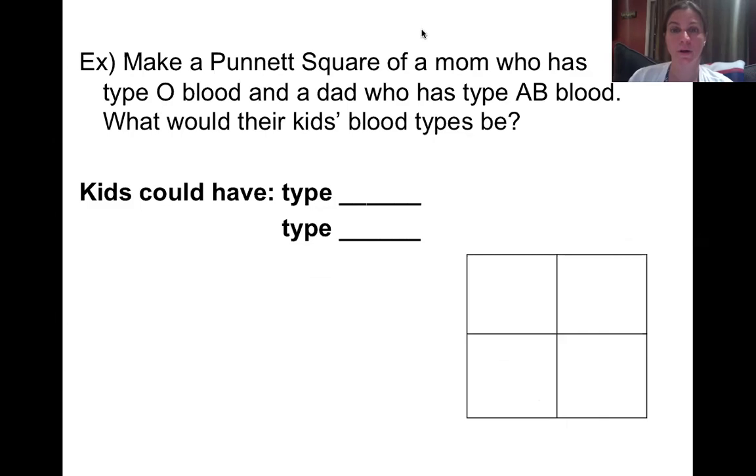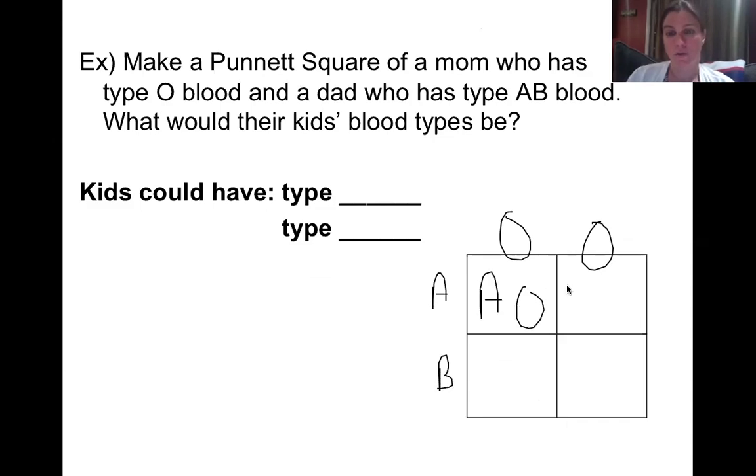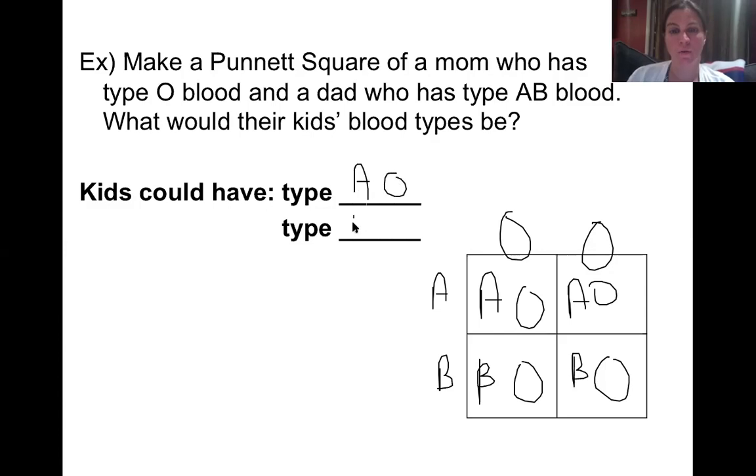Okay, so here we go. Mom is O, dad is AB. So mom is O. Dad is AB. A, O, A, O, O, B. So kids are either going to be A, O, or B, O as the possible combinations.